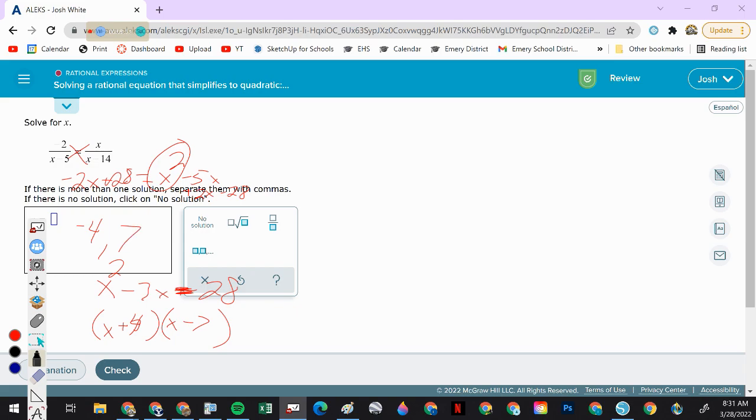Are either of those forbidden? What can we not plug in? 5 and 14. So you would just do negative 4, 7. All right, that's it. Get to work.